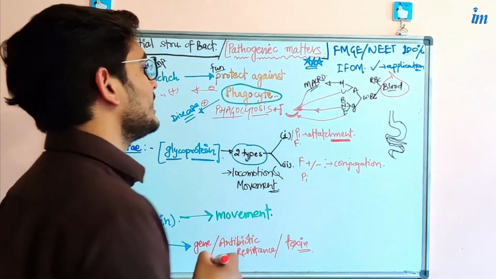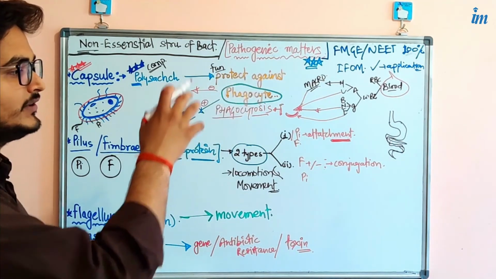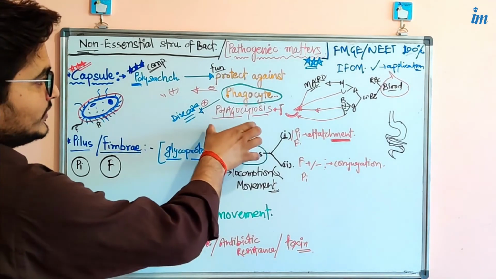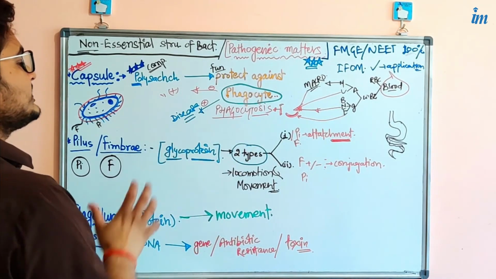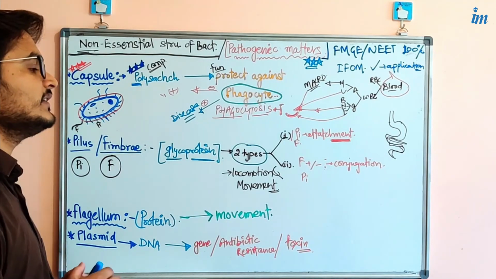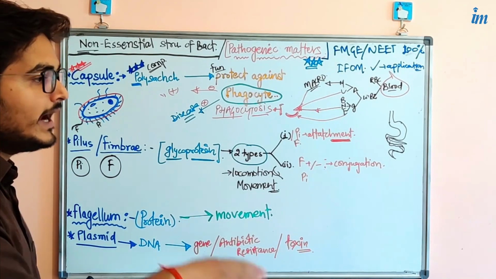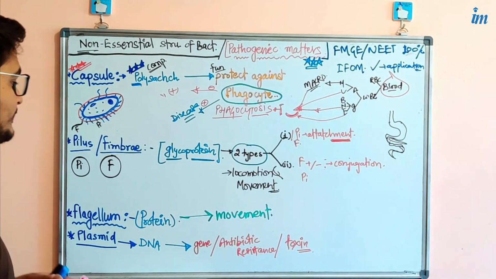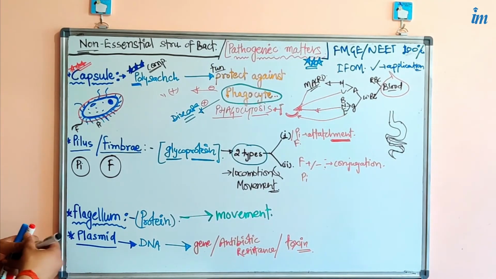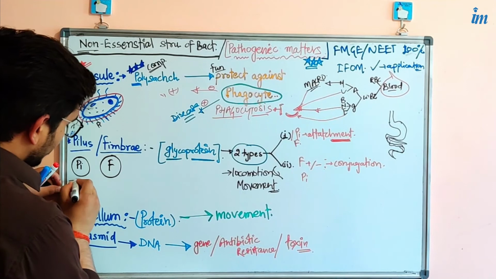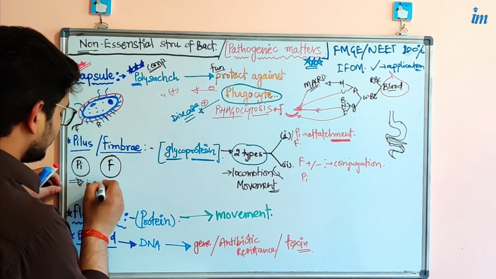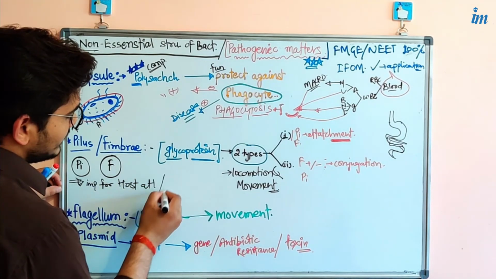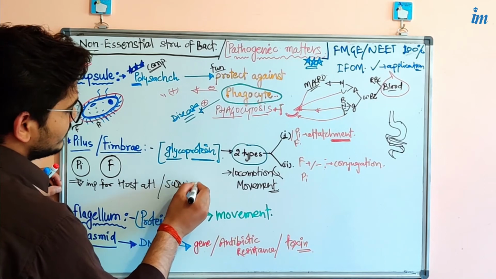Remember, phagocytosis has 5 steps. The first one is attachment, so it should be there. You can understand it this way: pili and fimbriae are very important for the bacteria to land over the surface of any macroorganism, or you can say the host. So you can mention one more thing important for the host: attachment and survival. What does survival mean?